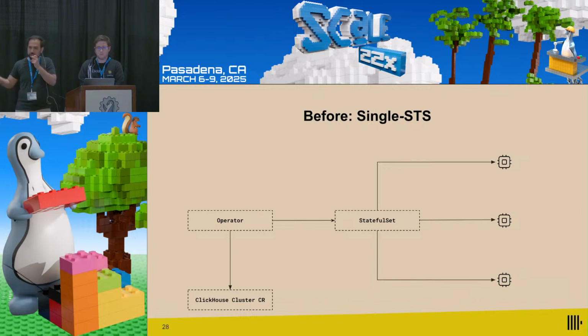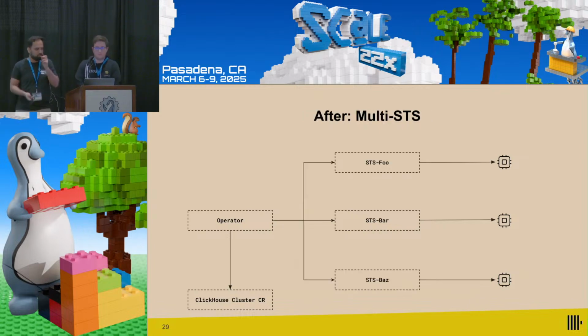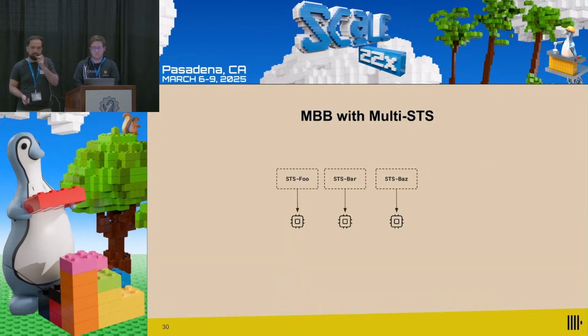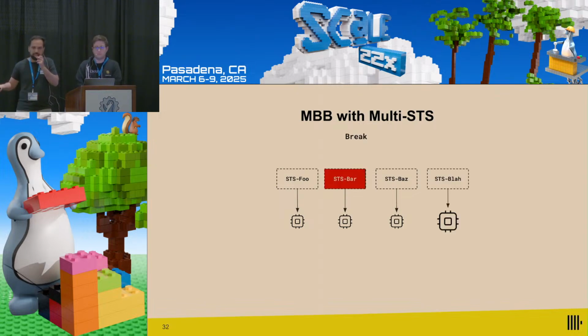And this is what it looks like. So this was the before. Before we were using a single stateful set, which was managing all 3 pods. And afterwards, we just added a bunch of stateful sets, right? So this allowed us to immediately do the make-before-break, or MBB style of scaling, which is now you have these 3 stateful sets. You add a 4th one. This is the make step. And then you can just immediately break one.